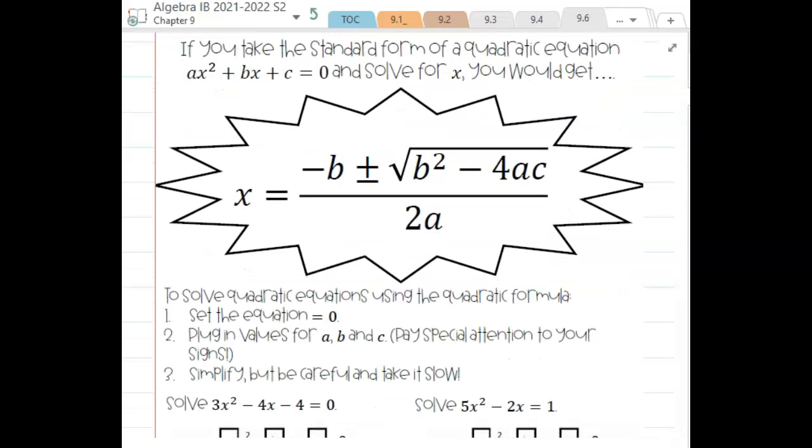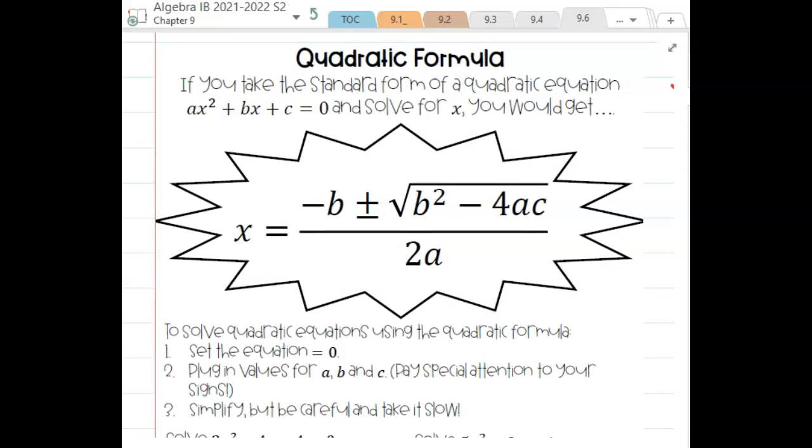Now, where the quadratic formula comes from, every quadratic function, every quadratic equation can be written in the form ax squared plus bx plus c. We've talked about this a lot, where a is the number in front of your squared term, b is the number in front of your x term, and then you have your c. Okay?